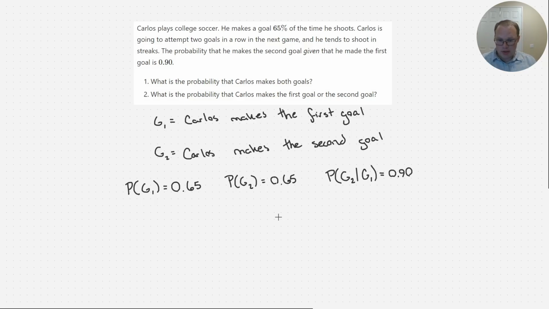Okay, so now let's start on number 1. For number 1, we want to know the probability that Carlos makes both goals, which means the probability that he makes the first goal and the second goal. So this is a probability involving the word and, which means we want to use the multiplication rule that we previously learned. Okay? So the multiplication rule in this case is going to be probability of G1 times probability of G2 given G1.